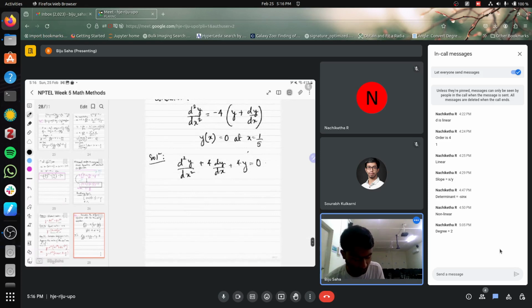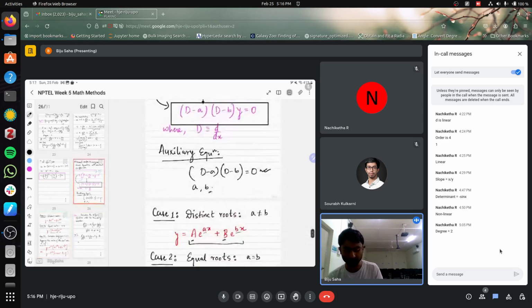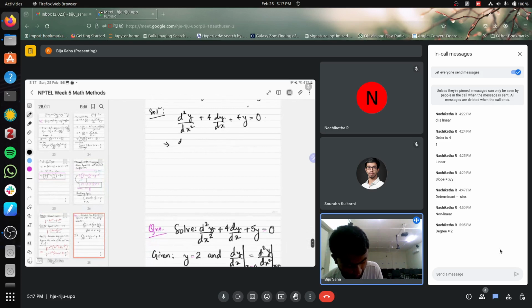Yeah. So when you write in terms of this operator, that is D is equal to d by dx, so that time you have D squared y plus 4.